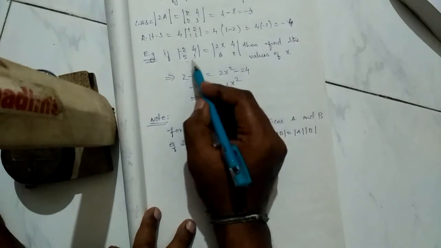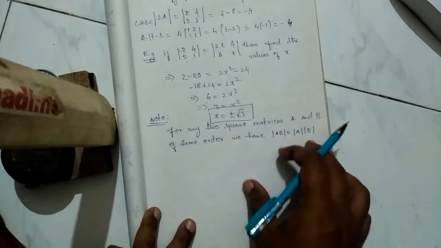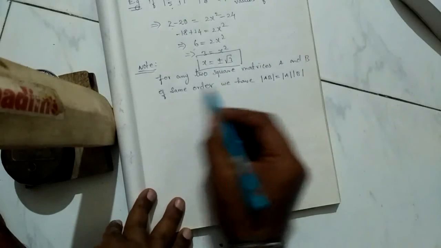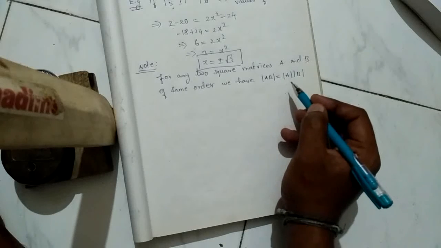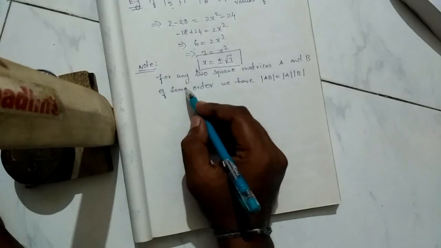So determinant means it's a single number. You need to find the single number and then only equate. Okay, it's not a matrix now. Then the last one. Here we can see the proof alone. Examples you can take and do. Okay, you can check. You can verify with some example.